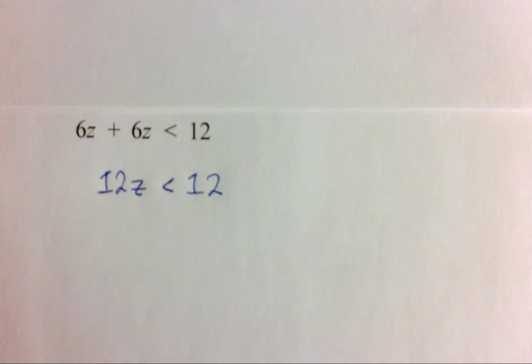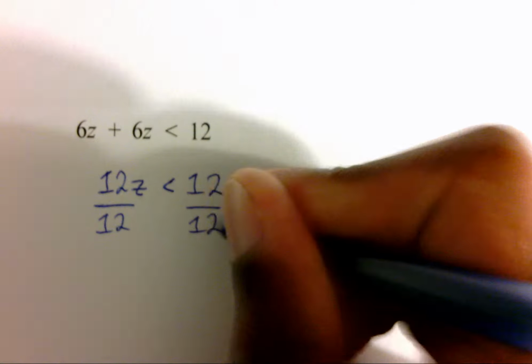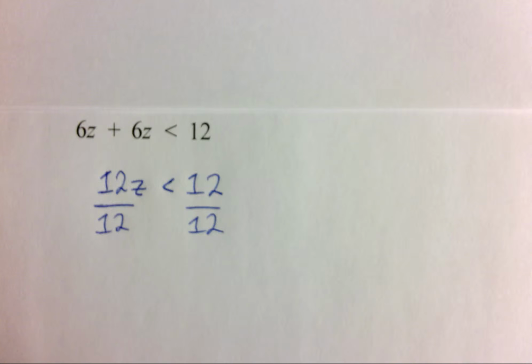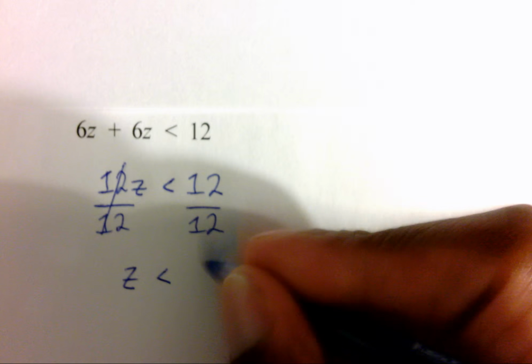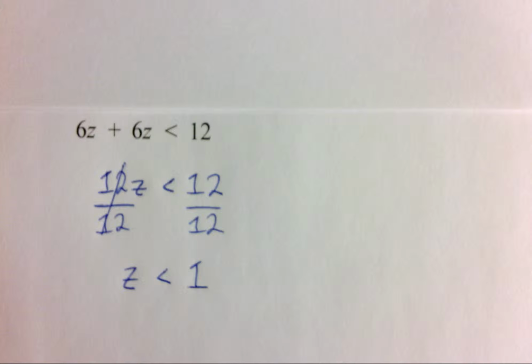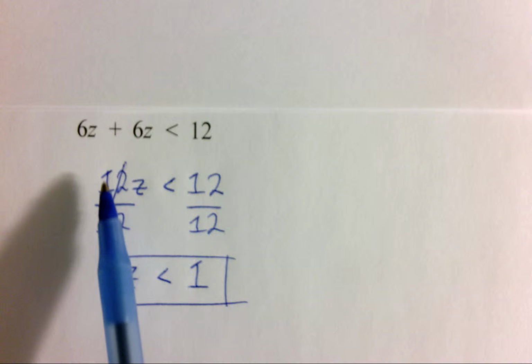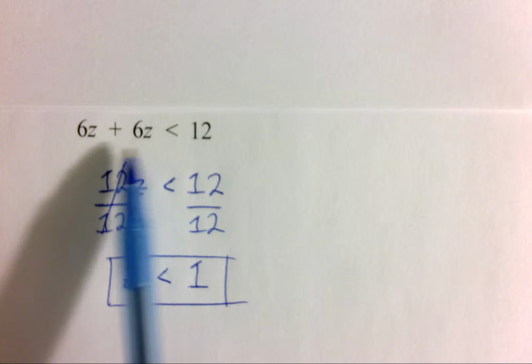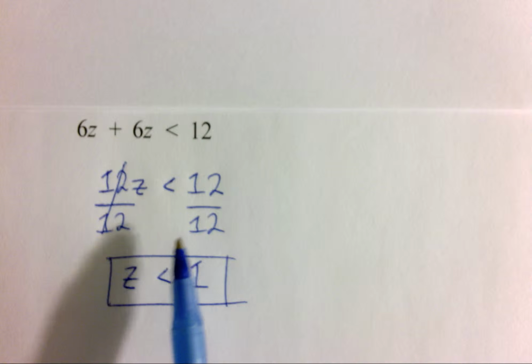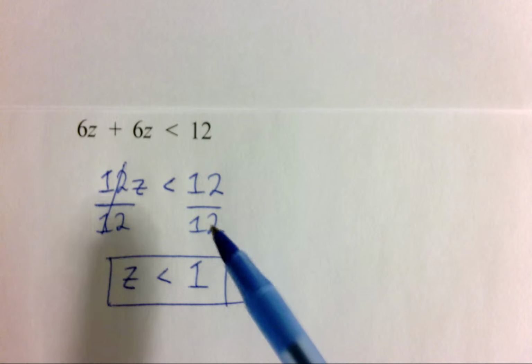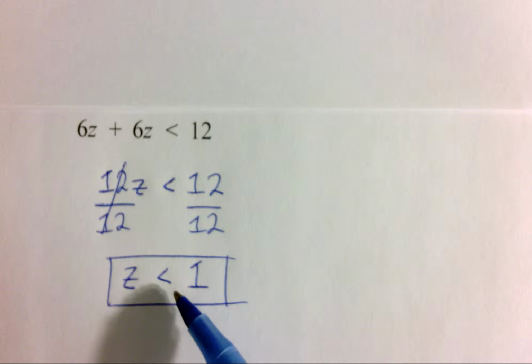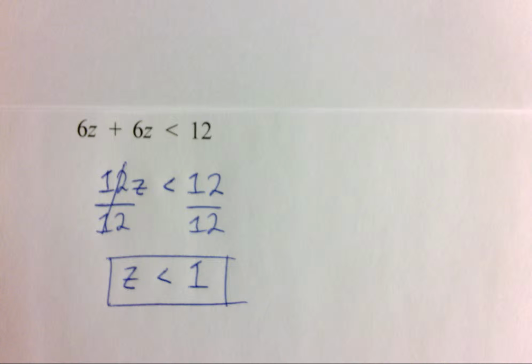Okay, now I'm going to divide both sides by 12. Now 12 is a positive number. So notice that my inequality will just stay the way it is. And on the left, I'll be left with just a z. And then on the right, 12 divided by 12 leaves me with 1. So that's my solution, okay? And this was a multi-step inequality because we had to simplify the left side before we performed our division on both sides. We divided by a positive, so our inequality symbol remains in the same direction. And z is less than 1 is our solution set.